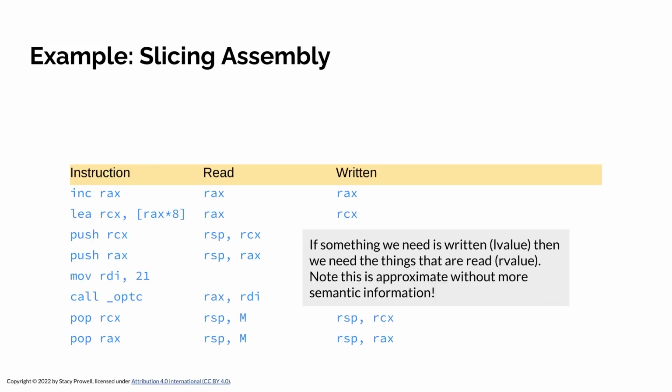So we could use that information to do some slicing. Here's a piece of code. Let's see what happens when we try to slice on it. I've populated the read and written columns. You'll notice that M is in here. That's a little tricky, but I went ahead and populated it.